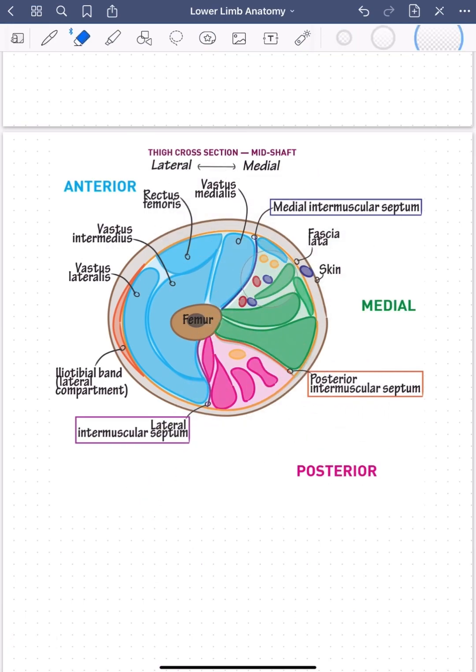Your textbook has a better diagram. I'm just using this for your understanding. You just start from the medial side, so the vastus medialis, and make your way around to the lateral side, and finally we have the vastus medialis.